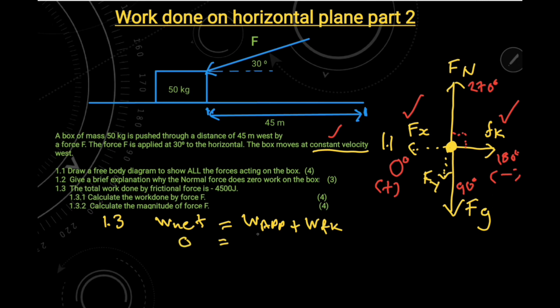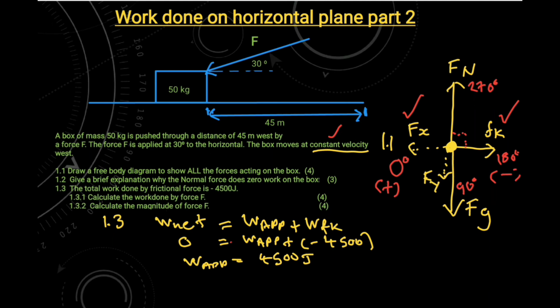The work done by the applied force we don't know, but we know that the work done by the frictional force is a negative 4,500 joules. So this simply means the work done by the applied force must also be 4,500 joules. That is why the object is moving at a constant velocity. The magnitude of the negative work is equal to the magnitude of the positive work. So the net work done is 0.